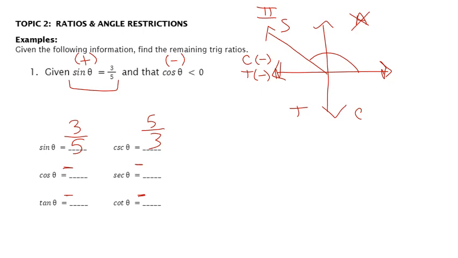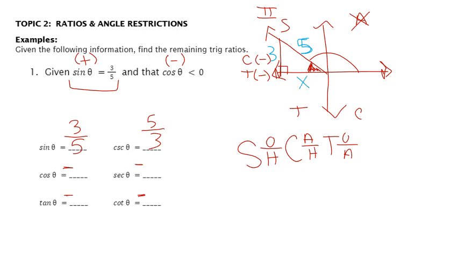I can then draw my little reference angle. And sine is 3/5. So if I remember SOHCAHTOA, my opposite side is going to be 3. My hypotenuse is 5. I have to find, I'm going to call that x for now because that's my x value. I have to use Pythagorean theorem. And we're going to get 4.